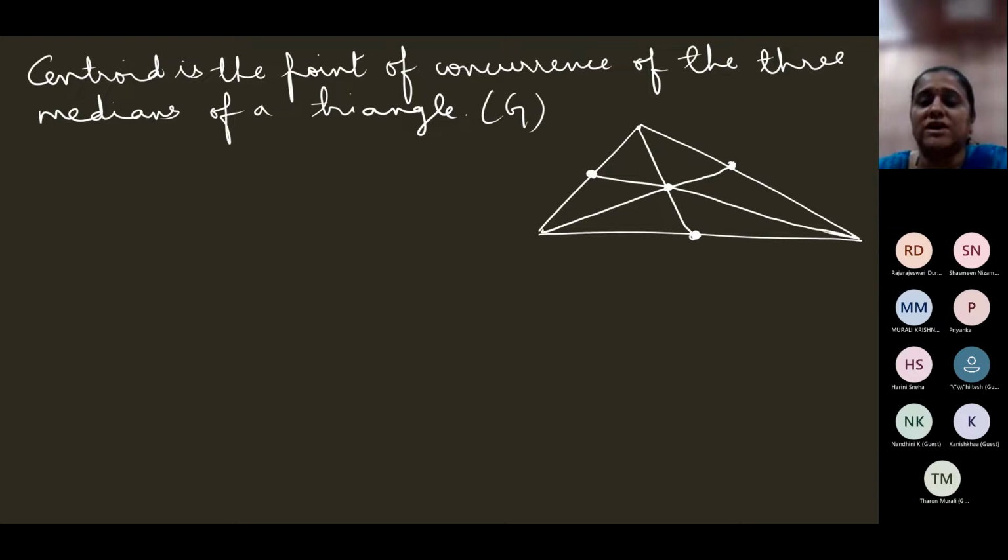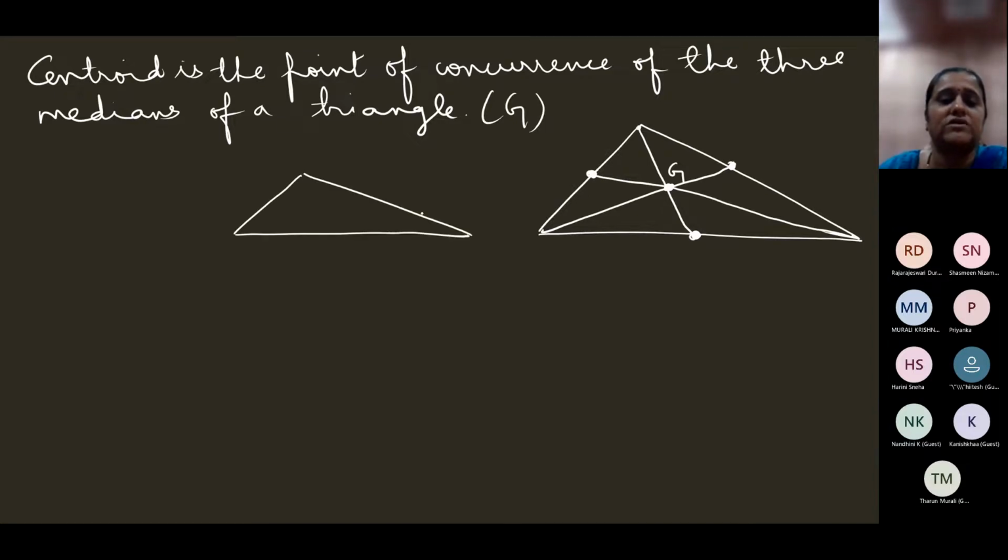So this is the centroid. This point is called the centroid, given by the letter G. Now the centroid divides the median in the ratio 2:1. Okay, so in the triangle, this is the median, this is the median, this is the median, and say the centroid lies here. The centroid will lie on all the three medians.